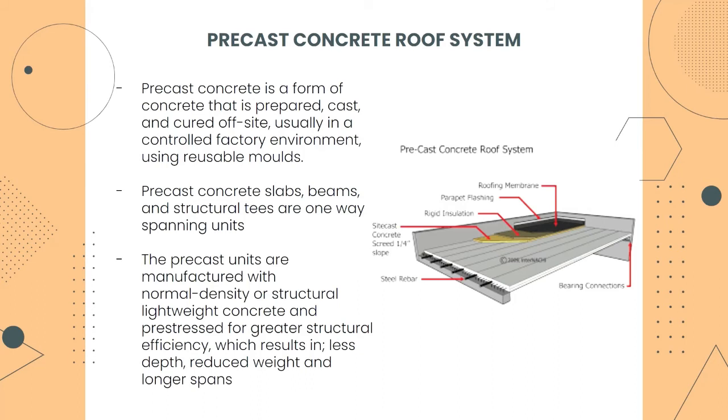So precast concrete is a form of concrete that is prepared, cast, and cured inside, usually in a controlled factory environment using reusable molds. Precast concrete slabs, beams, and structural tees are one-way spanning units. The precast units are manufactured with normal density or structural lightweight concrete and pre-stressed for greater structural efficiency, which results in less depth, reduced weight, and also longer spans.